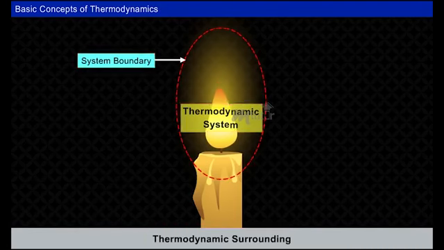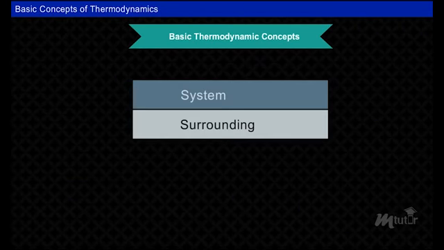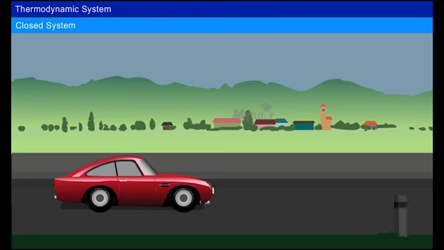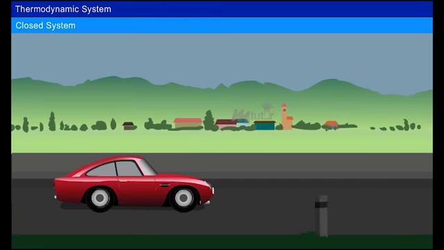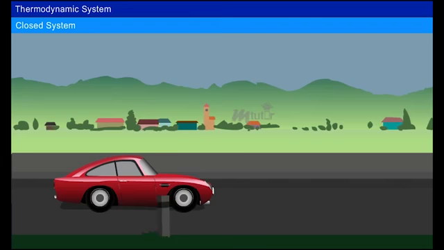System, boundary and surrounding together comprise a universe. Thus, system, surrounding, boundary and universe are the basic concepts of thermodynamics. Let us analyze the working of a car engine to discuss different thermodynamic systems.